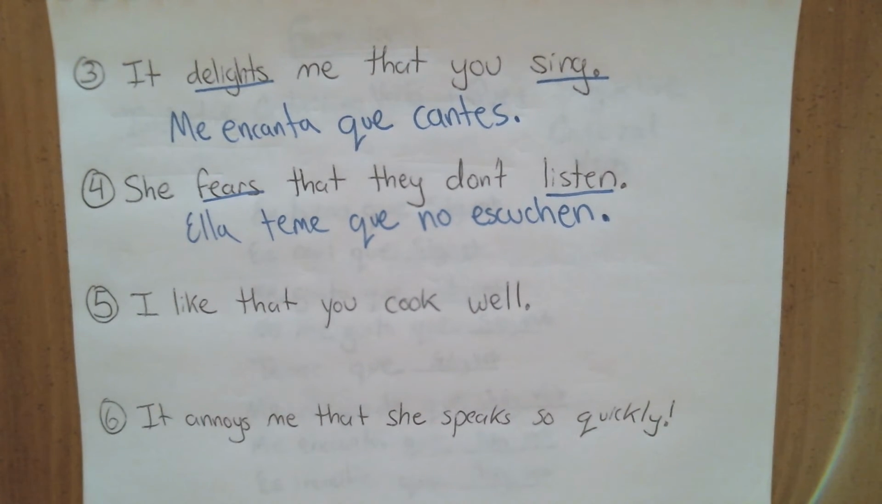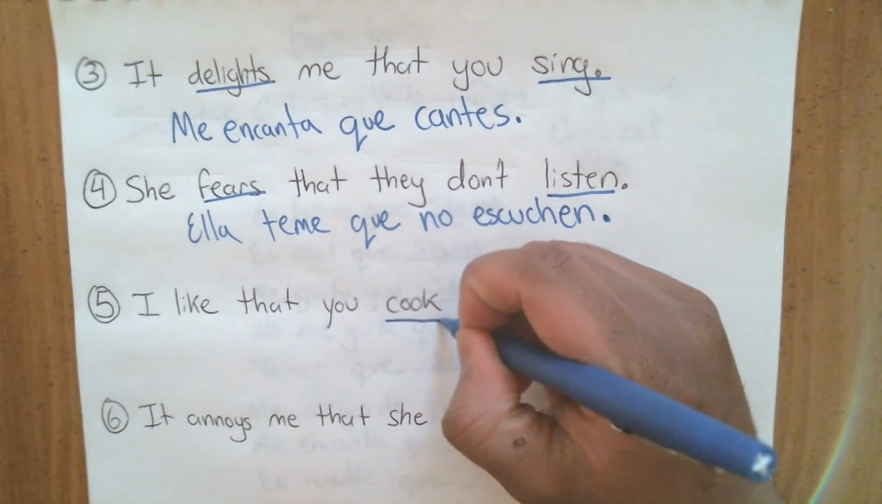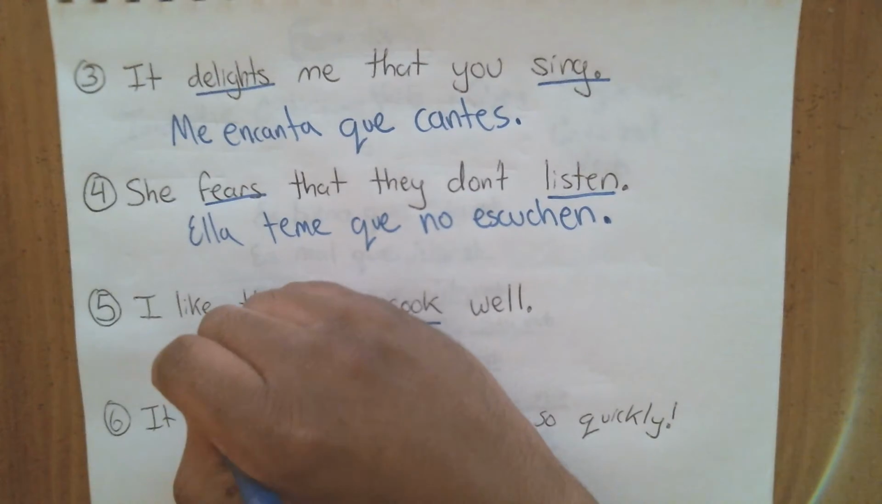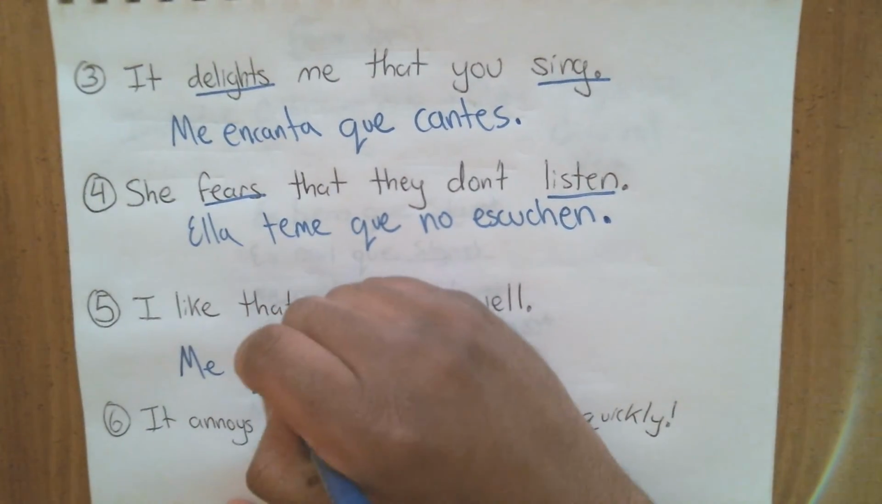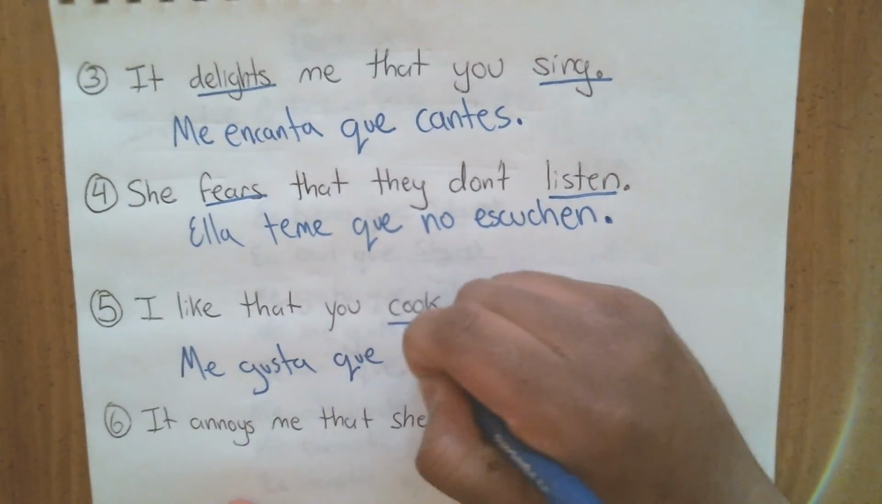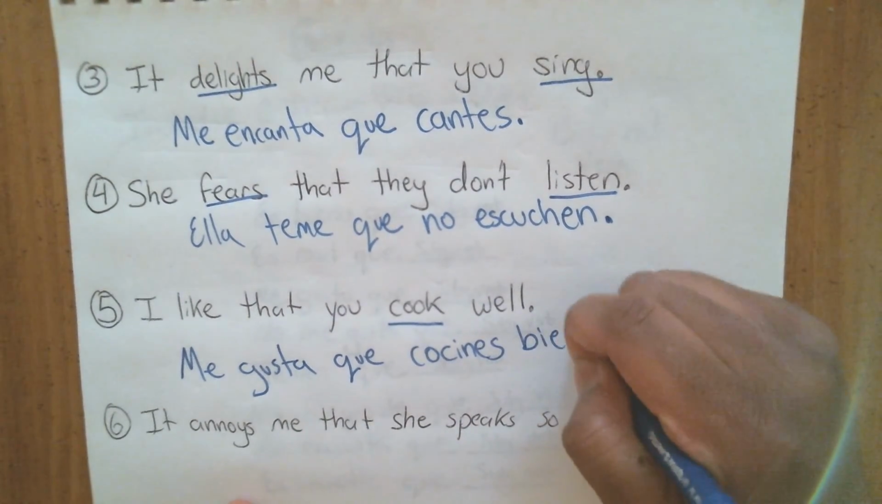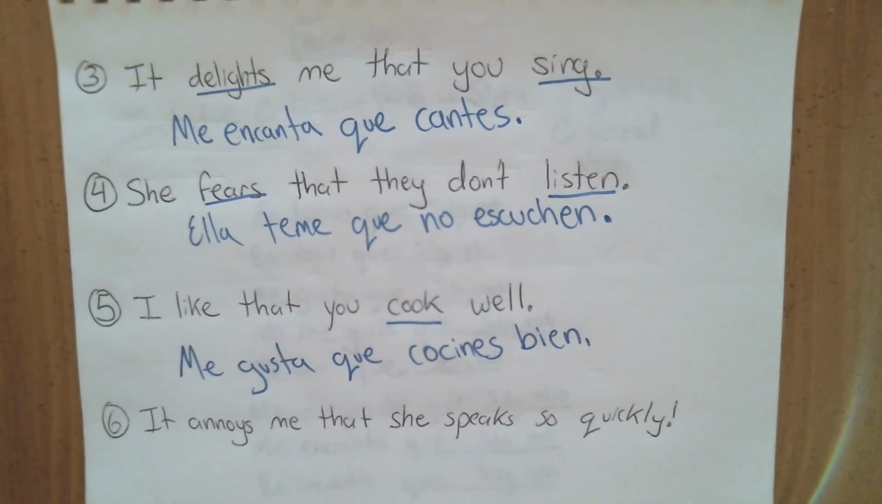I like that you cook well. This one's positive criticism, but again, because this verb is being criticized, it has to go in the subjunctive. So it's just me gusta que cocines bien. Okay? Cocines being the subjunctive for cocinar, which means to cook.